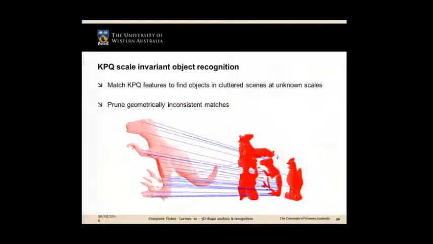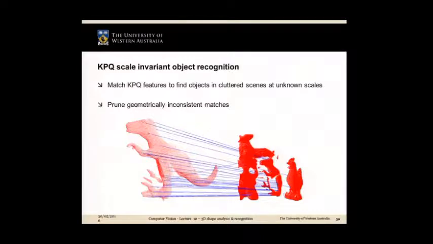Some example from the KPQ. They match KPQ features to find objects in cluttered scenes and unknown scale. What they did, they detected key points on the scene, and they already know the scale of the key point, like the size of the patch, and around that patch they extracted the depth information, the 3D information. They used that depth information directly as a feature, and they matched those features.